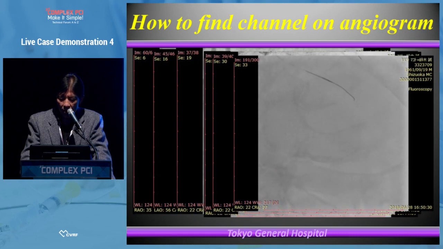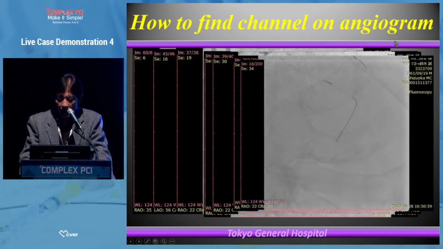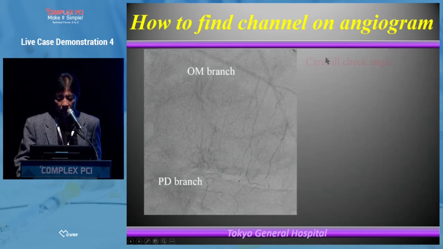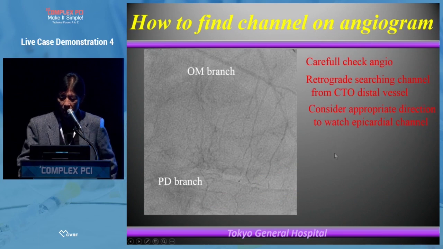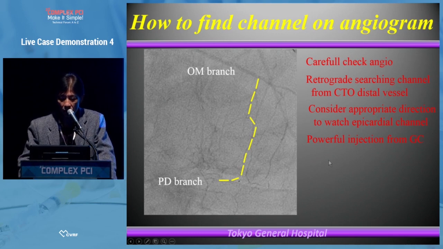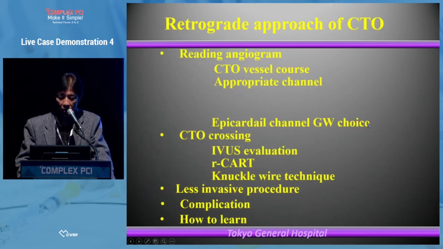So once we notice this collateral channel, it's not difficult. This is the SUOH 03 wire, a very fine wire, and it looks like this one. There is some resistance, but do not push at all. Rotation is the main manner, and finally it gets through the small channel like this one. So it is very important to carefully check the angio, searching the channel from the CTO vessel, and consider the appropriate direction to watch the epicardial channel. And sometimes powerful injections help you see where a small epicardial channel is. Tip injection is sometimes not enough to clarify a small tiny channel.